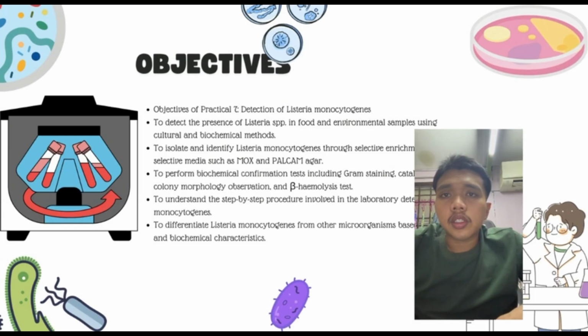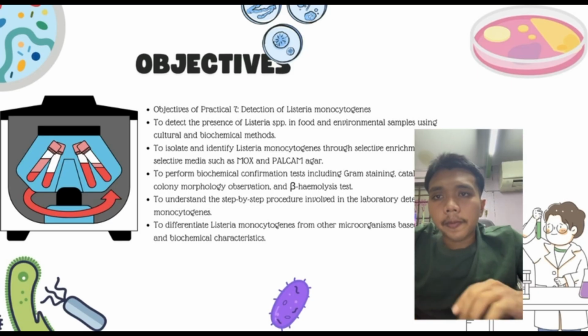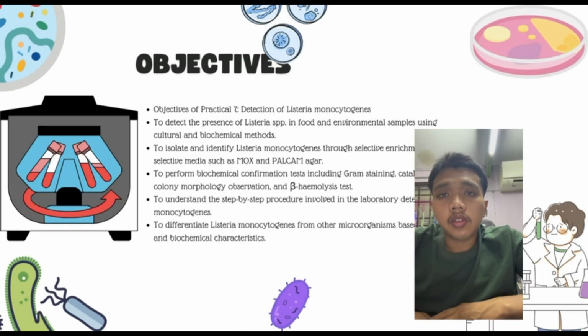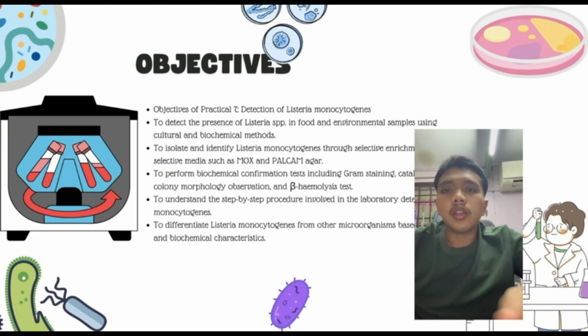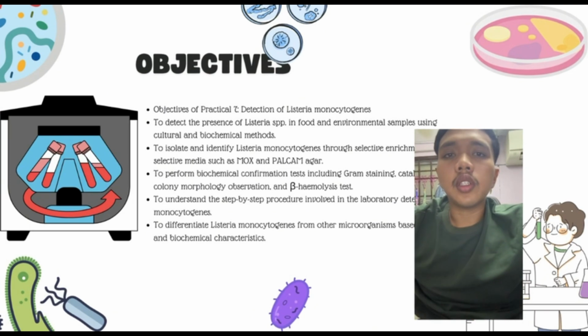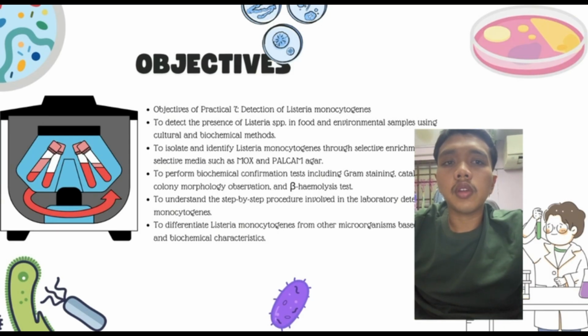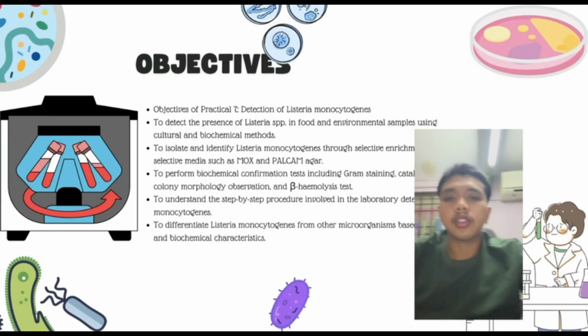Next is to isolate and identify Listeria monocytogenes through selective enrichment and selective media such as MOX and PALCAM agar. Next is to perform biochemical confirmation tests, including gram staining, catalase test, colony morphology observation, and beta hemolysis test. Next is to understand the step-by-step procedure involved in laboratory detection of Listeria. Next, to differentiate Listeria monocytogenes from other microorganisms based on cultural and biochemical traits.